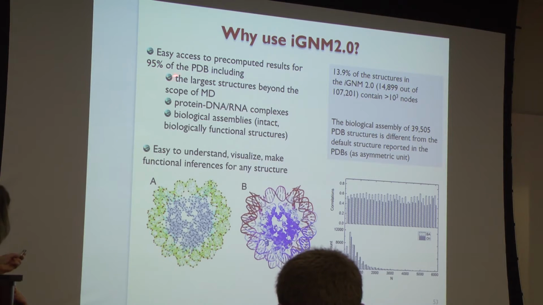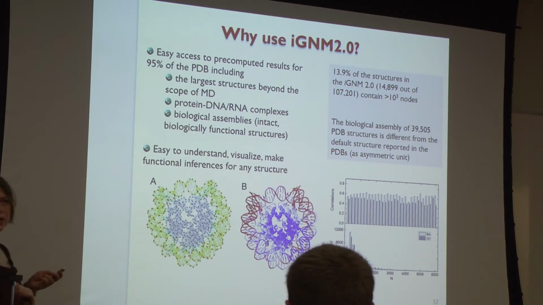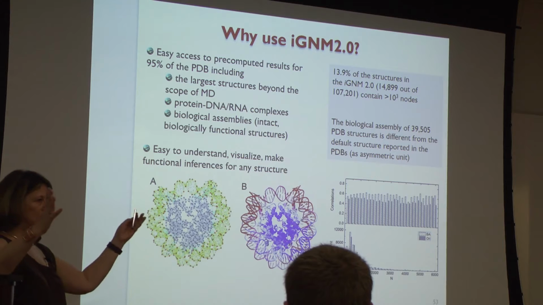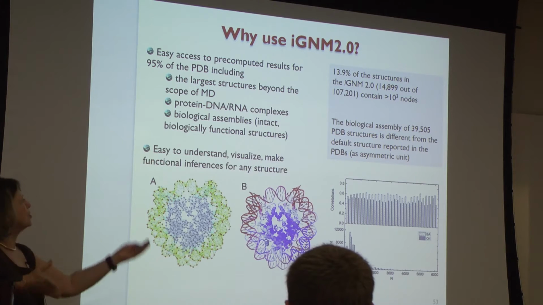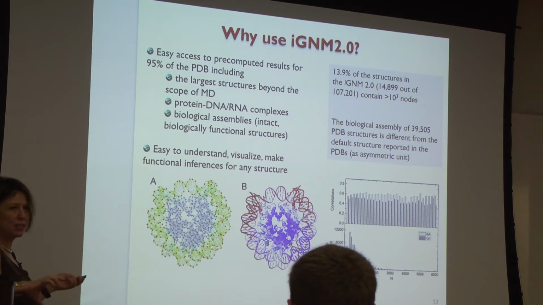Okay, 95%. Some of the structures are really huge. So there are 13.9% of the structures in the database. They contain more than 1,000 nodes. So we're talking about really big structures. And about 40,000 of them have coordinates for the biological assembly different from what's reported as the asymmetric unit in the PDB. So these have been processed, and all the results are given.